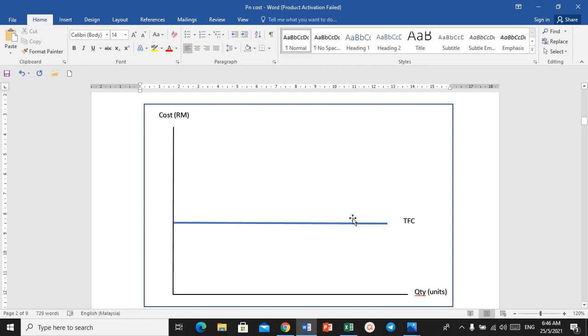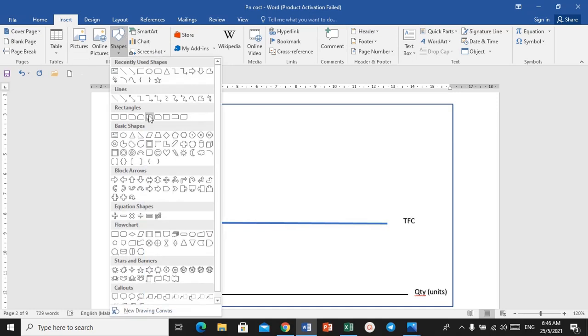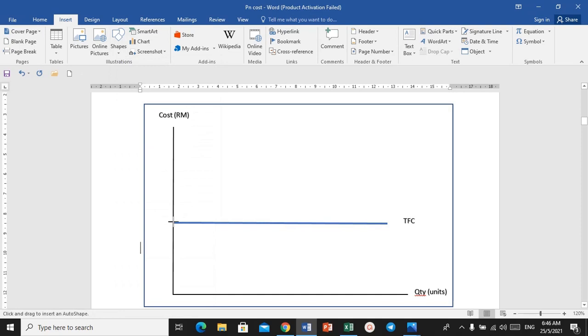The first line. Next, I'm going to start with total cost. We are going to sketch the total cost curve. So we are going to start here, at the intersection of the axis with the total fixed cost. This is the starting point of the total fixed cost, so this is also going to be the starting point for the total cost. Start from here, and you're going to have a curve.